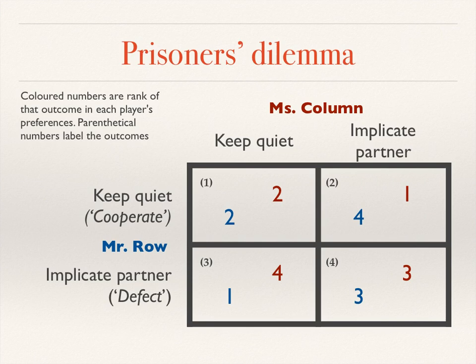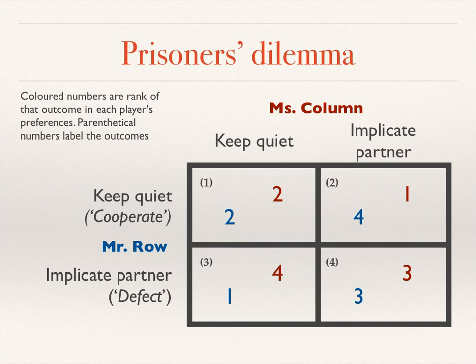And the prosecutors or the investigators in this scenario have offered both Mr. Row and Ms. Column a deal. And what they say is that if you implicate your partner, give us more evidence, we'll only give you 1 year in jail, but they'll get 4 years in jail. And they offer exactly the same deal to Ms. Column. If she implicates her partner, she only gets 1 year in jail, but if he implicates her and she doesn't implicate him, she gets 4 years in jail.